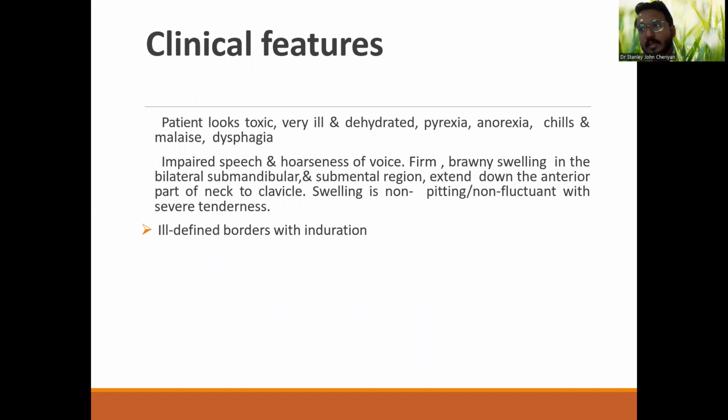Coming to the clinical features, the patient looks very ill and is toxic, dehydrated, and pyrexia may be seen. Anorexia, chills, malaise, and dysphagia, he won't be able to swallow or eat anything properly. Impaired speech may be seen, his voice will be hoarse, and there's strong brawny swelling in the bilateral submandibular region and also in the submental region.